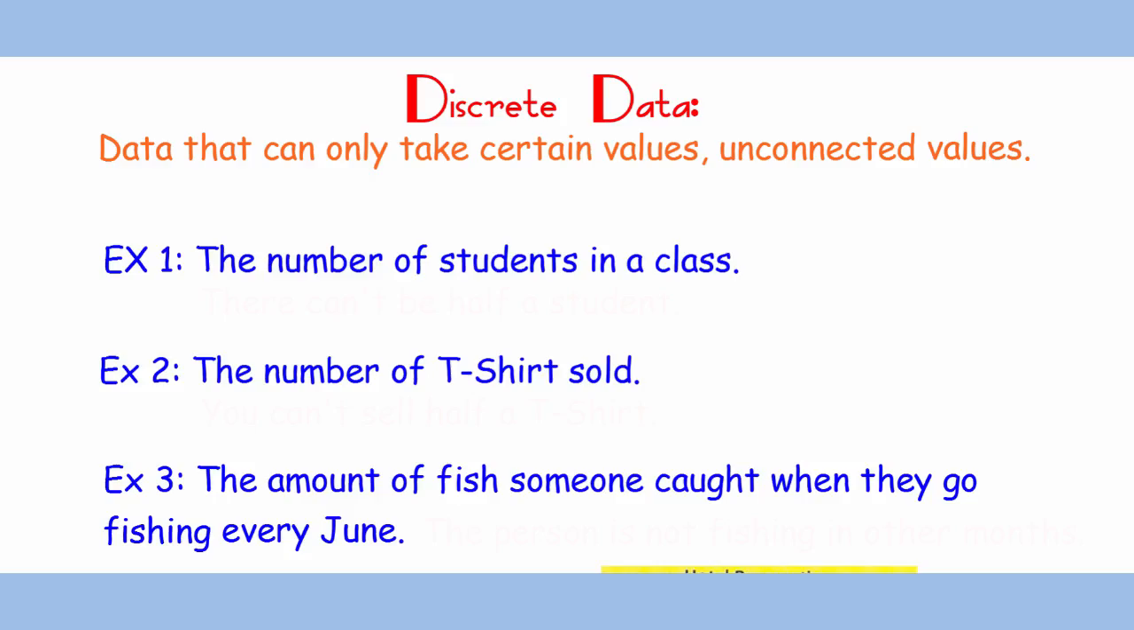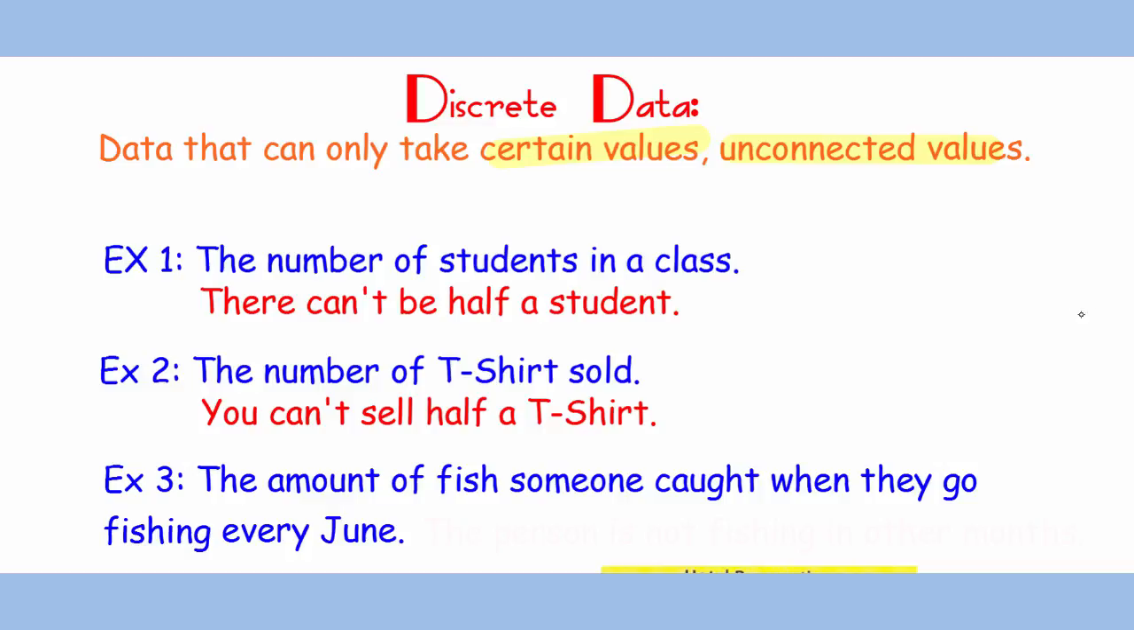So discrete data is a data set that can only take certain values, so points cannot be connected. Example number 1 is the number of students in a classroom. It is discrete data because you can't have half of a student in a classroom, so connecting the points would not make sense. Example number 2, the number of t-shirts sold. Again, you can't sell half of a t-shirt, so connecting the points would not make sense.